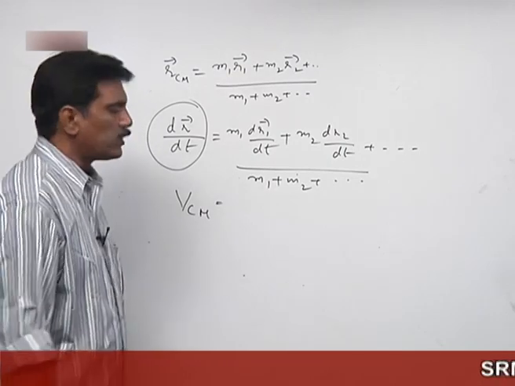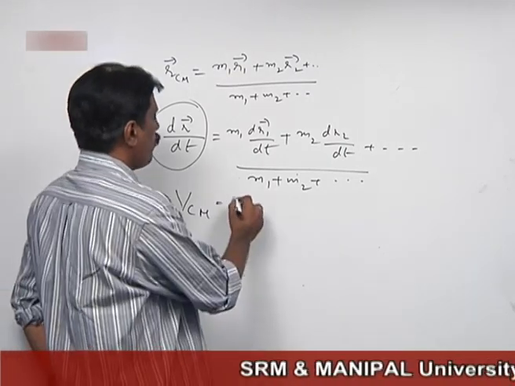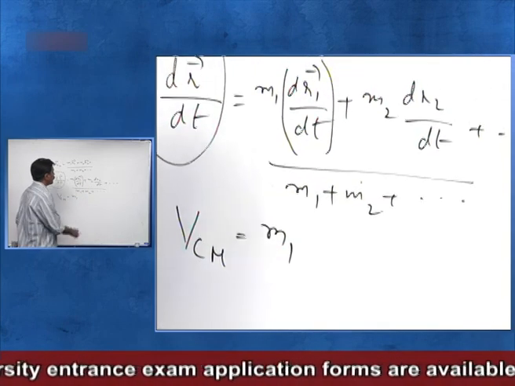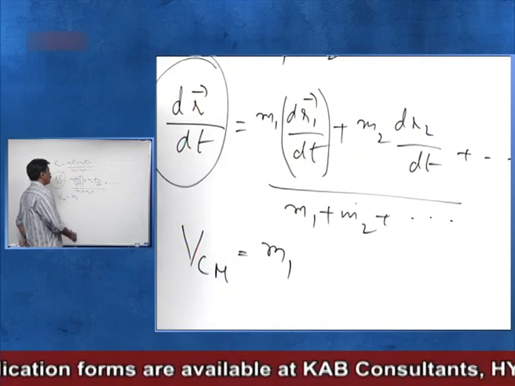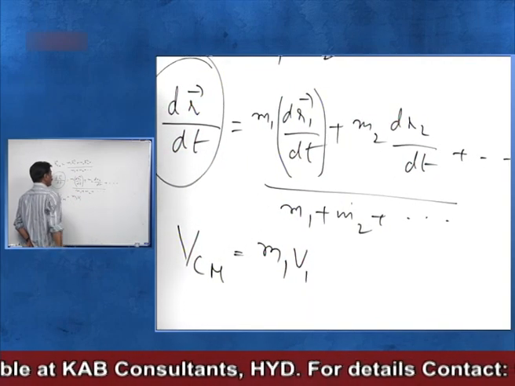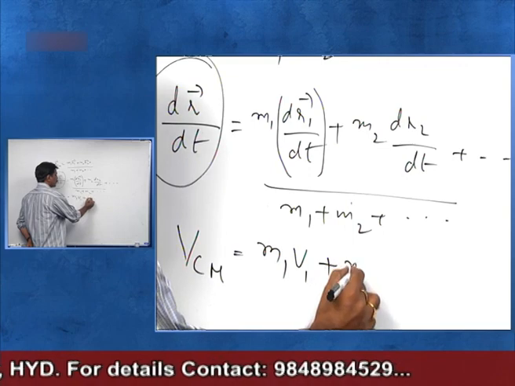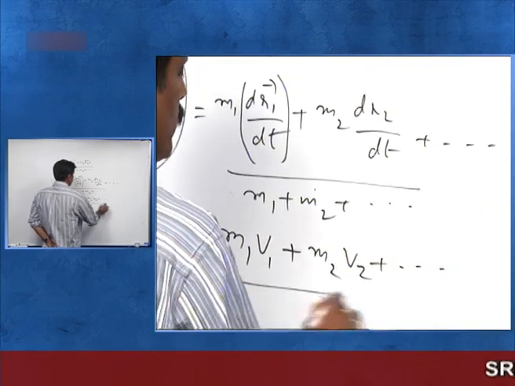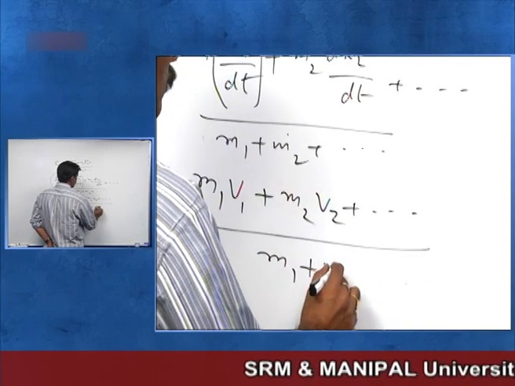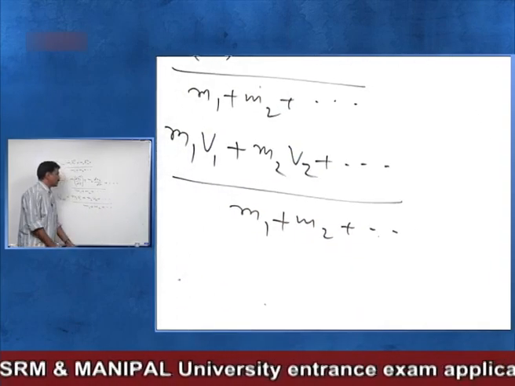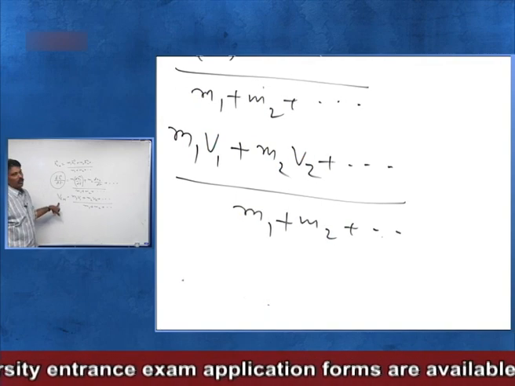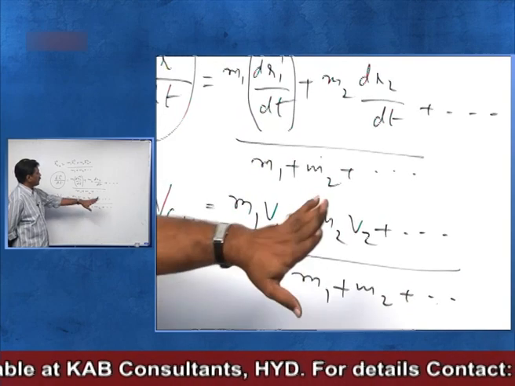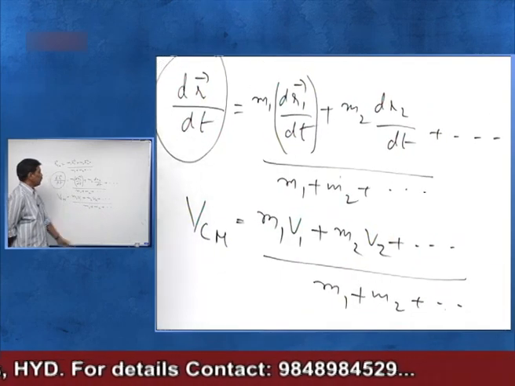Velocity of center of mass is equal to m1 into, this is the rate of change of position vector of the first particle m1, which will automatically be v1, plus m2 v2 etc., by m1 plus m2 and so on. So, this equation will give us the velocity of the center of mass: V center of mass is equal to m1 v1 plus m2 v2 and so on, by m1 plus m2 and so on.